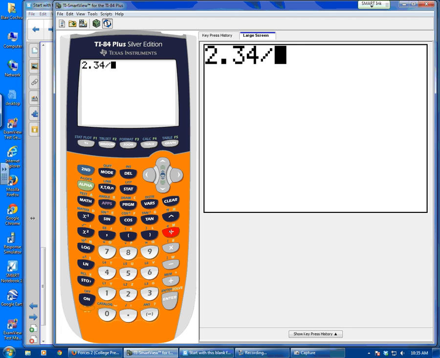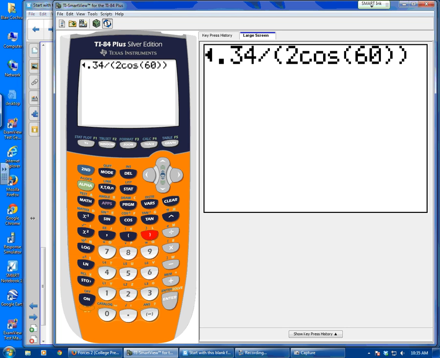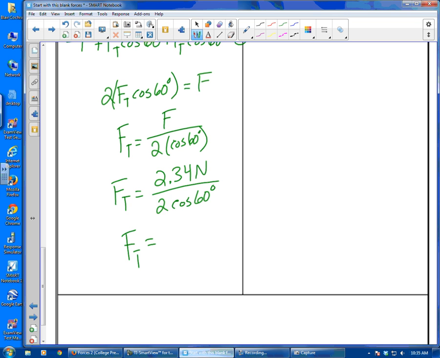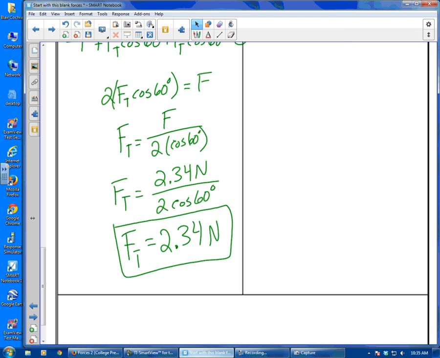2.34 divided by parentheses 2 cosine 60. I have to make sure I use that parentheses in there. Keep our order of operations today. And I get 2.34. Oh, that's because cosine of 60, for me, is 0.5. 0.5 times 2 is 1. And anything divided by 1 is the number. So, let's try that.